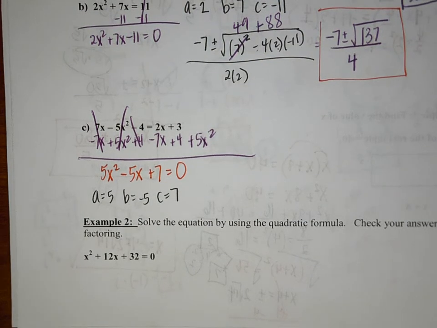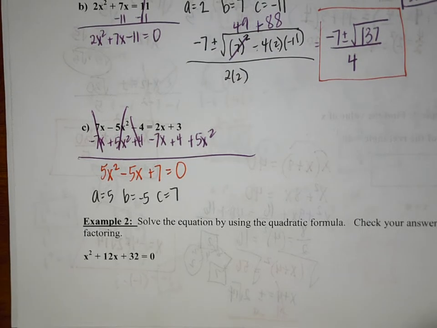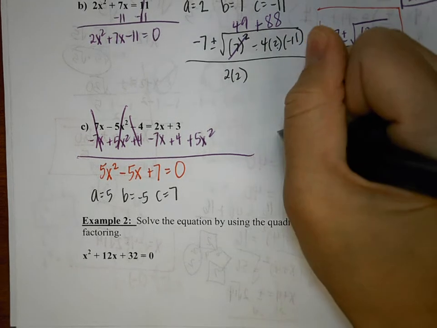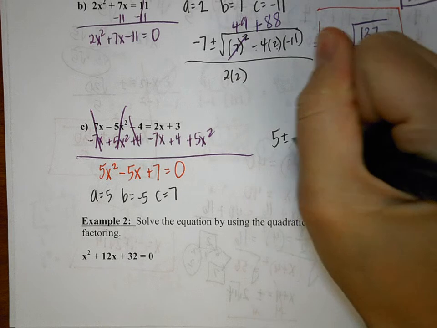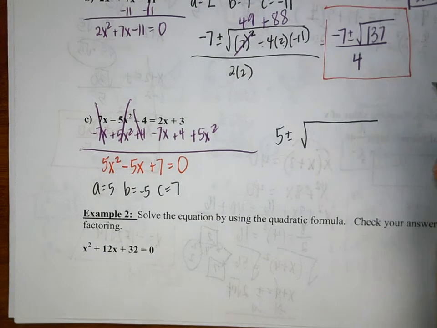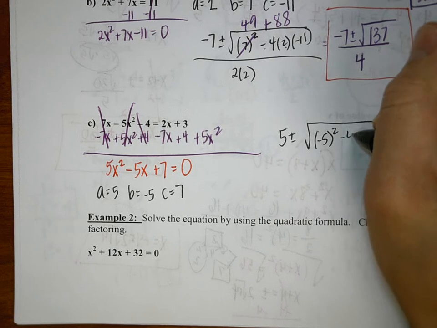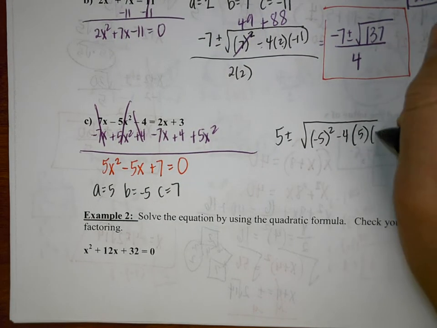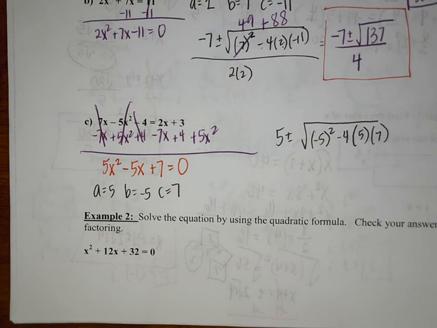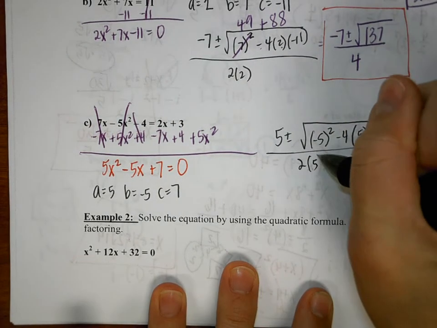For time's sake, we're going to go ahead and keep doing this together. So my negative B value will be what? 5. Okay. Plus or minus the square root of B squared, which is -5 squared, minus 4 times A, which is 5, times C, which is 7, all over 2 times 5.